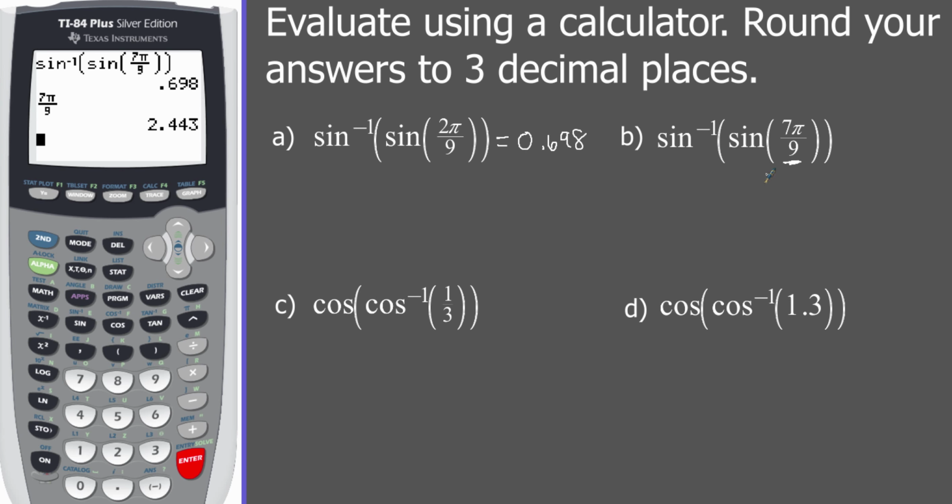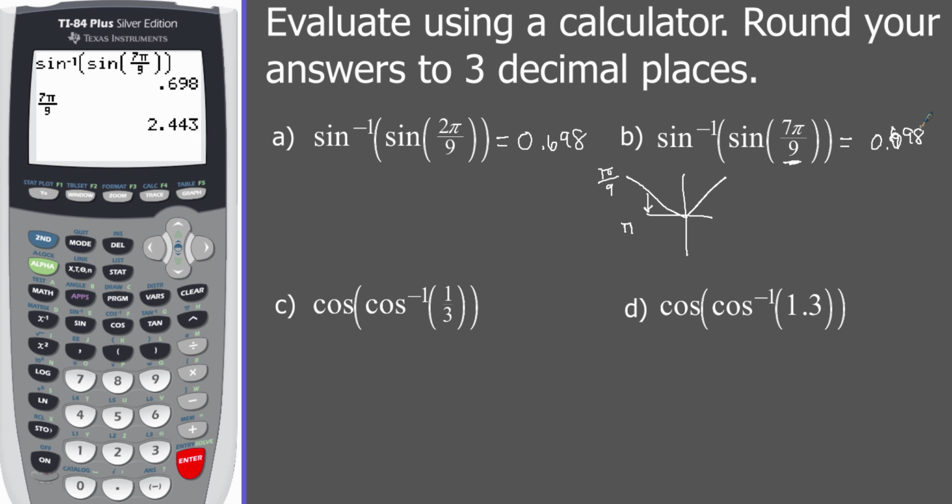But the reference angle for 7 pi over 9, because that's over here in quadrant number 2, so my reference angle, here's 7 pi over 9, and then to go all the way down here to the x-axis, or to get to where pi is at on your unit circle, I would travel a distance of 2 pi over 9. So my reference angle over here in quadrant number 1 would be 2 pi over 9, which is the same thing as what we just found, and our calculator helped us out with that. So we get, again, 0.698.